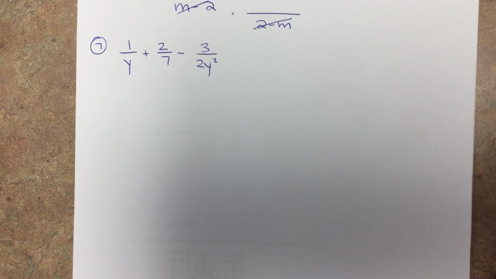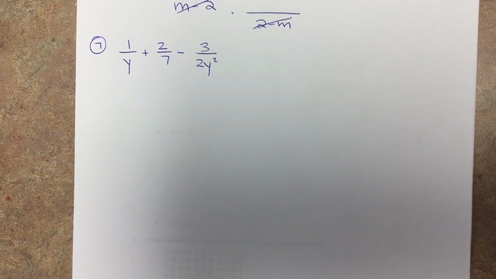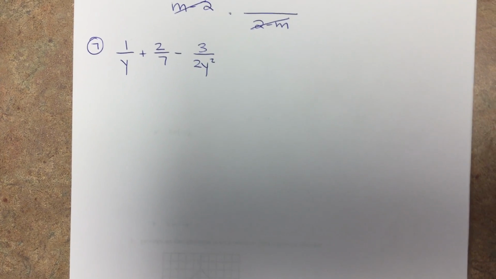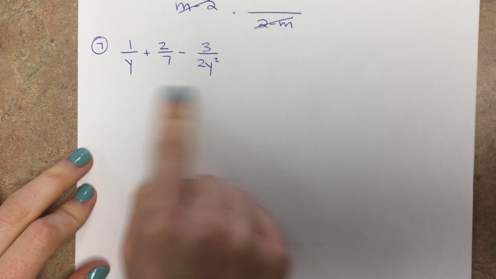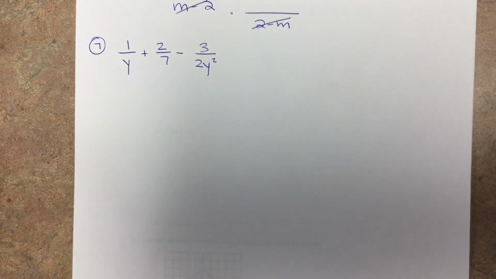Can anyone tell me the, hopefully, most obvious difference between expressions and equations? Equal sign. Good. Equations have equal signs. Expressions do not. This does not have an equal sign. This is just an expression. We've got addition and subtraction in the middle.